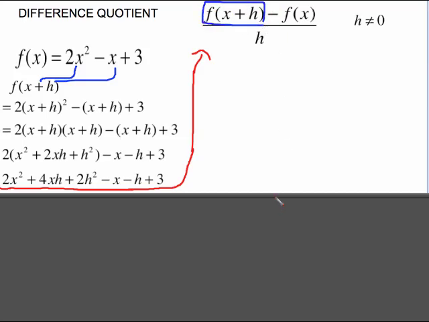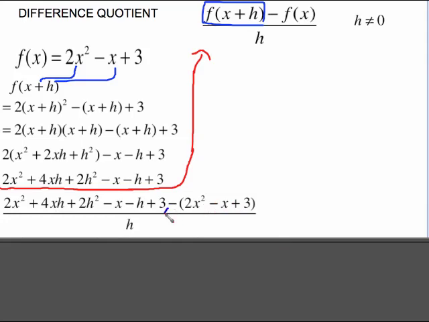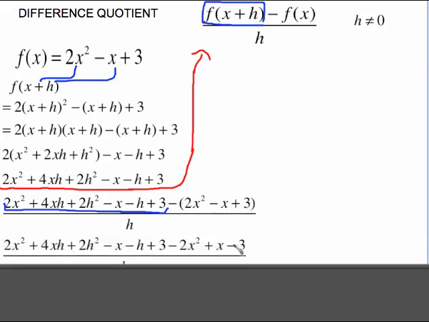So my next line is ugly. Here's my f of x plus h, that's all of that. And then minus f of x. Well, what was f of x? Your original function. So minus, in parentheses, your original function. Clean that up a little bit. The minus in front tells you to distribute the negative, turns that to a negative, turns that to a positive, turns that to a negative. All of this part in the front stayed the same.